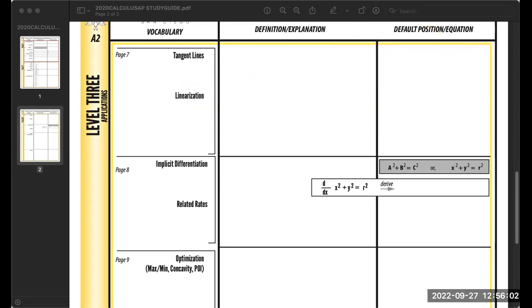Then what we have here is implicit differentiation. And I've got this, but I'm actually going to pull up a different page so it looks a little bit better.